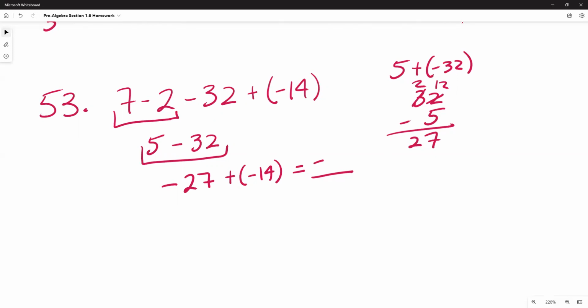So 27 is now getting more negative. Picture that number line in your brain, right? So you see you're at 27 on your number line and you're getting more negative. So it stays negative, but the number gets bigger, or the digits get bigger. So 27 plus 14. Yep, negative 41. All right, good job.